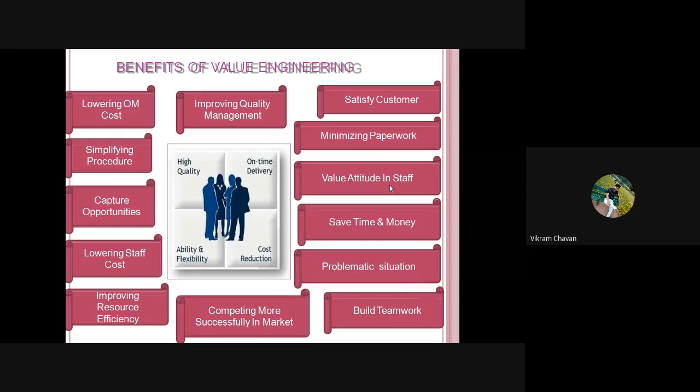Outputs are high quality products. Second one, on time delivery. Third one, cost reduction.